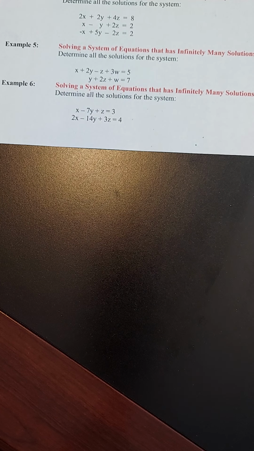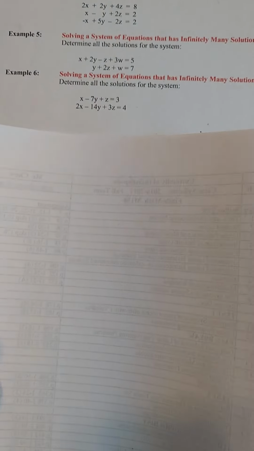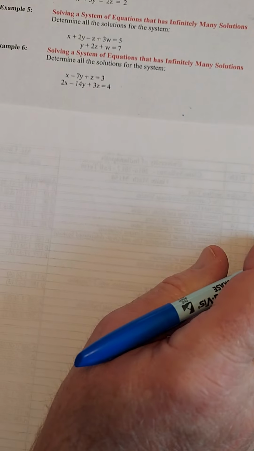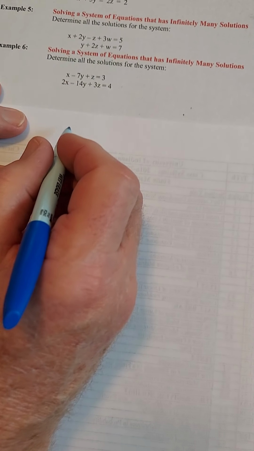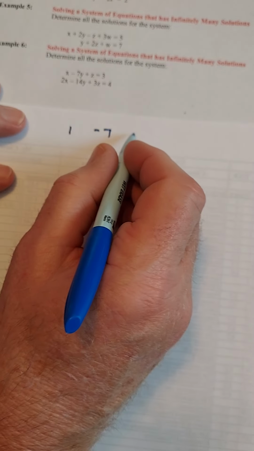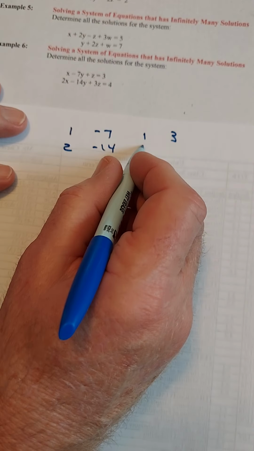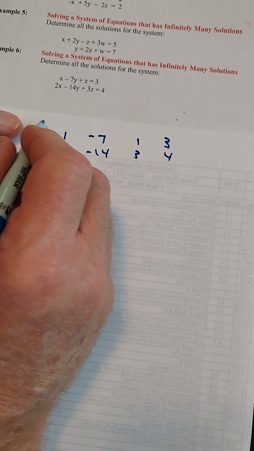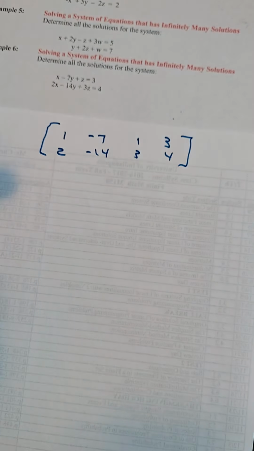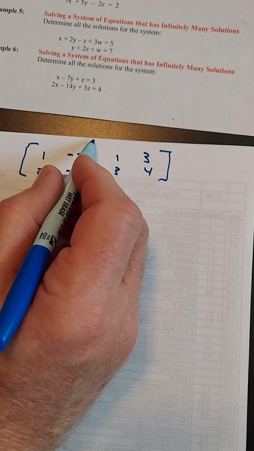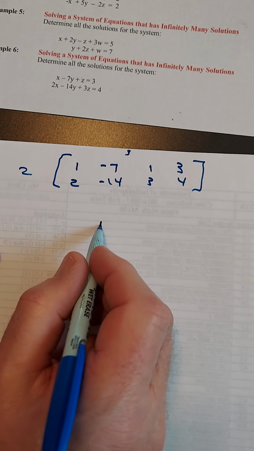Okay, so let's look at this one. If I rewrote this one, I got x minus 7y plus z equals 3, so that's 1, -7, 1, 3. And I got 2, -14, 3, and 4. So I've got 2 ways of getting into trouble and 3 ways of getting out. This is going to be an infinite solution.